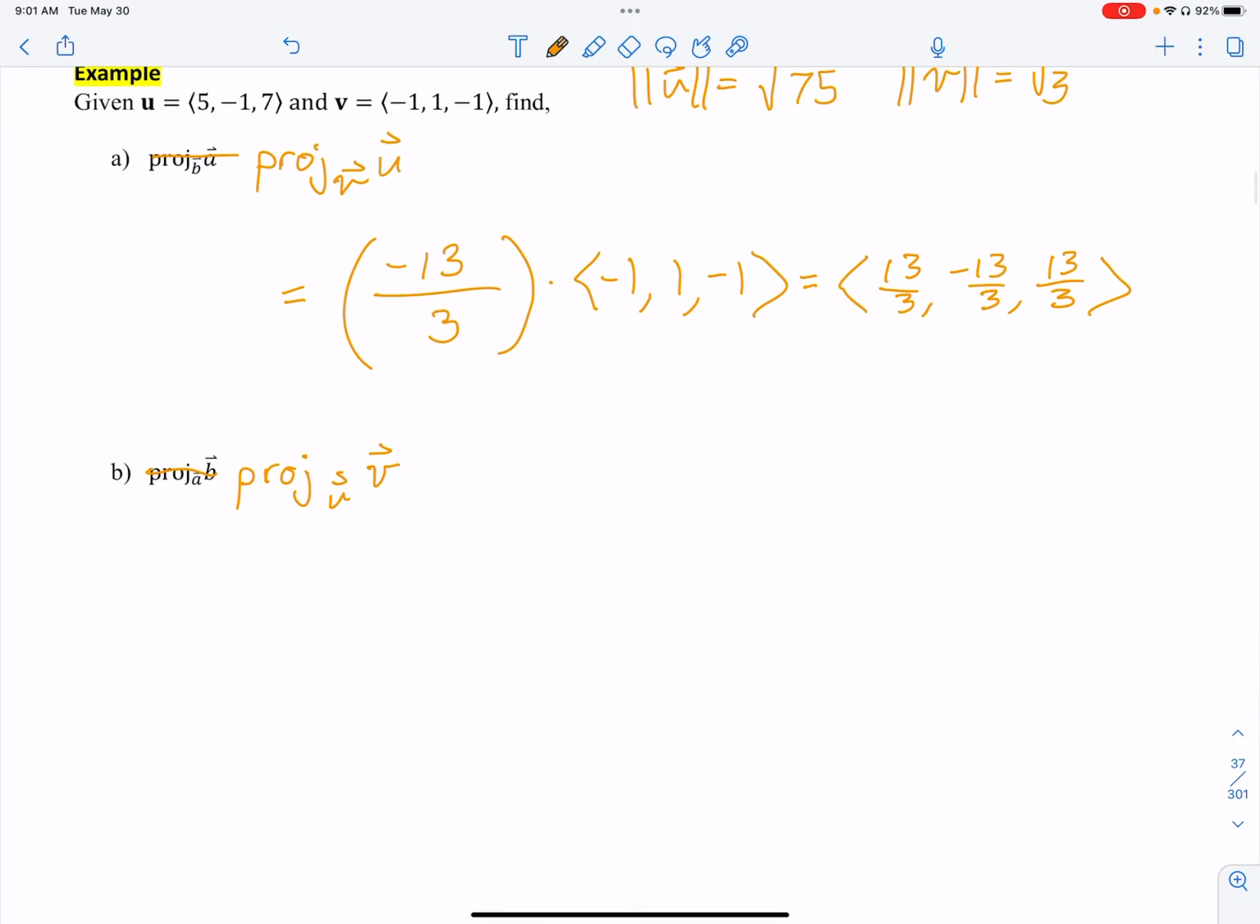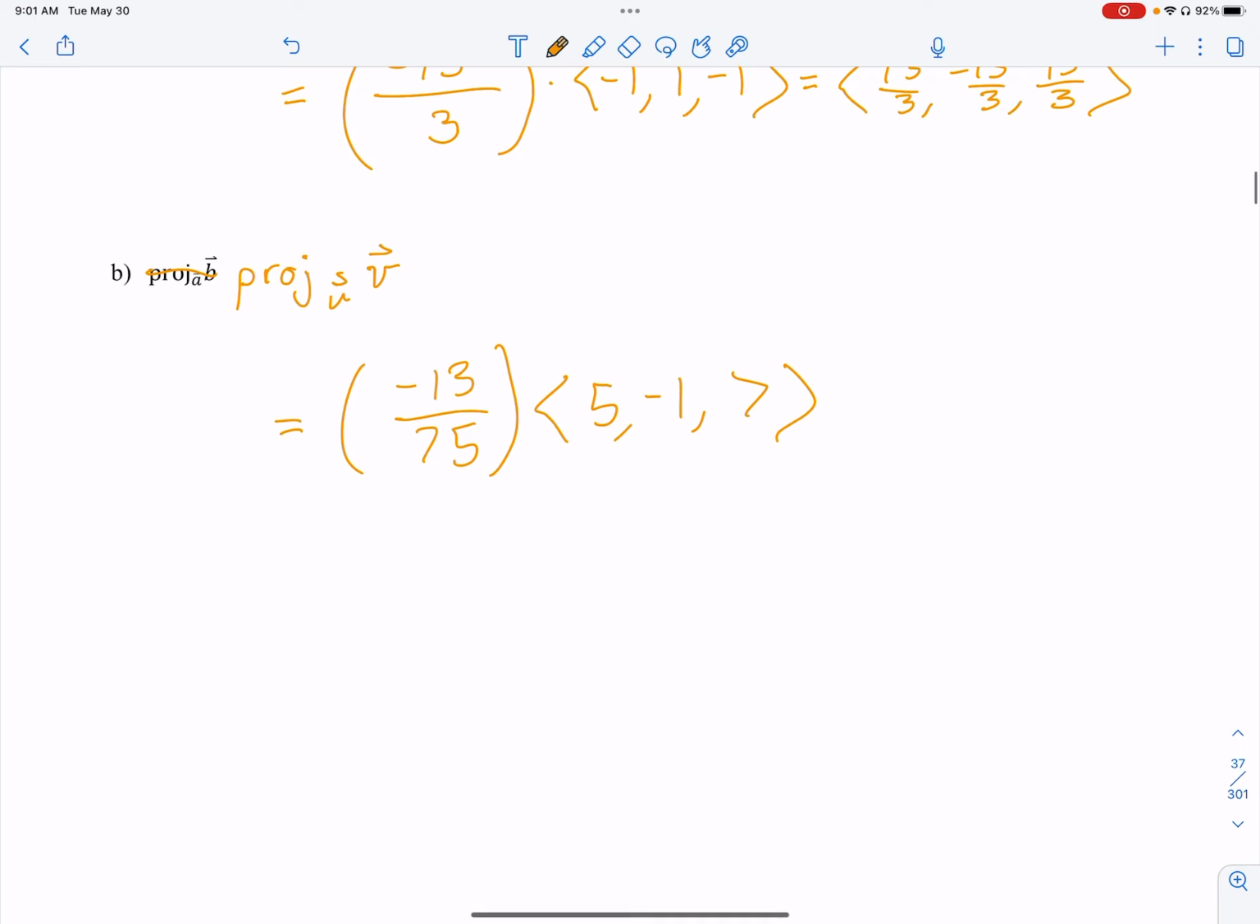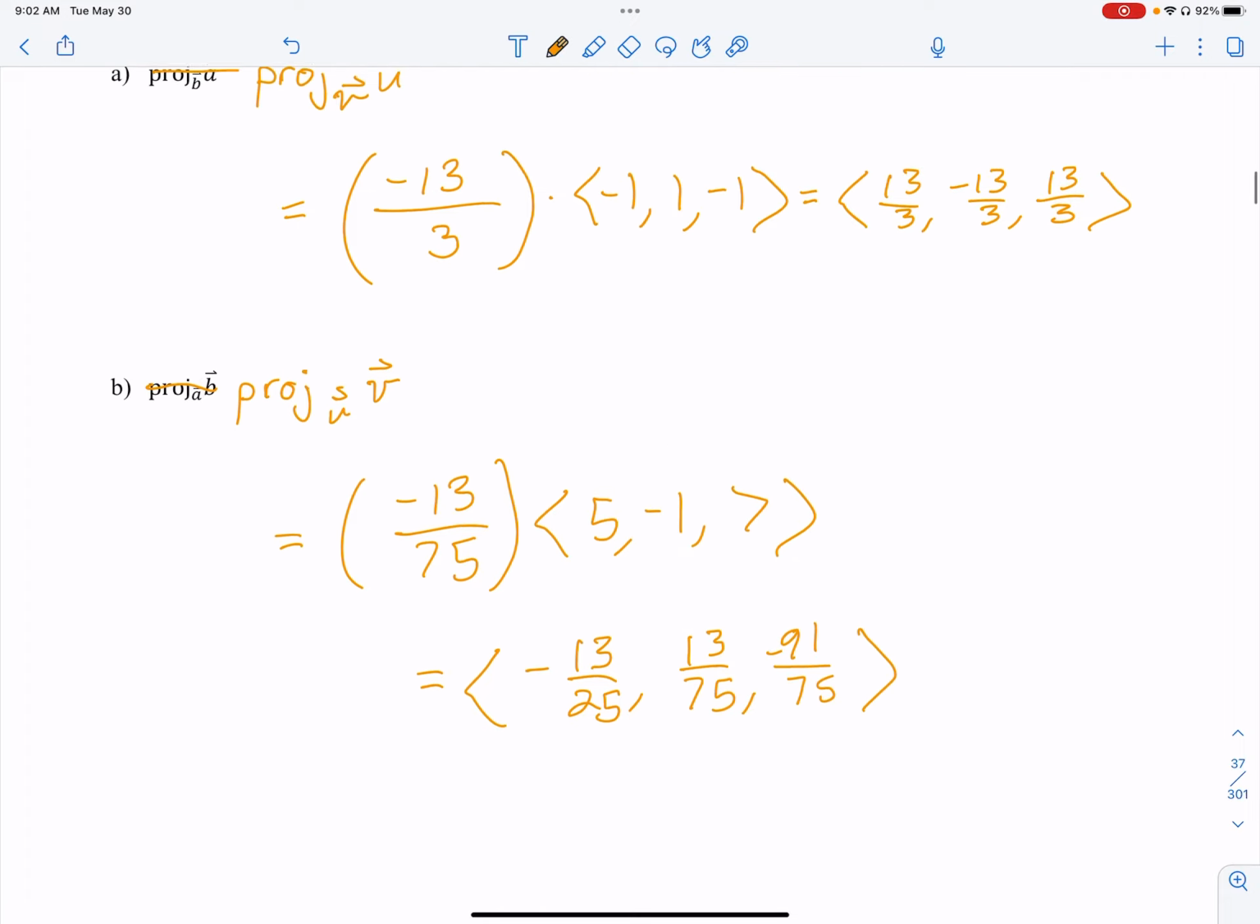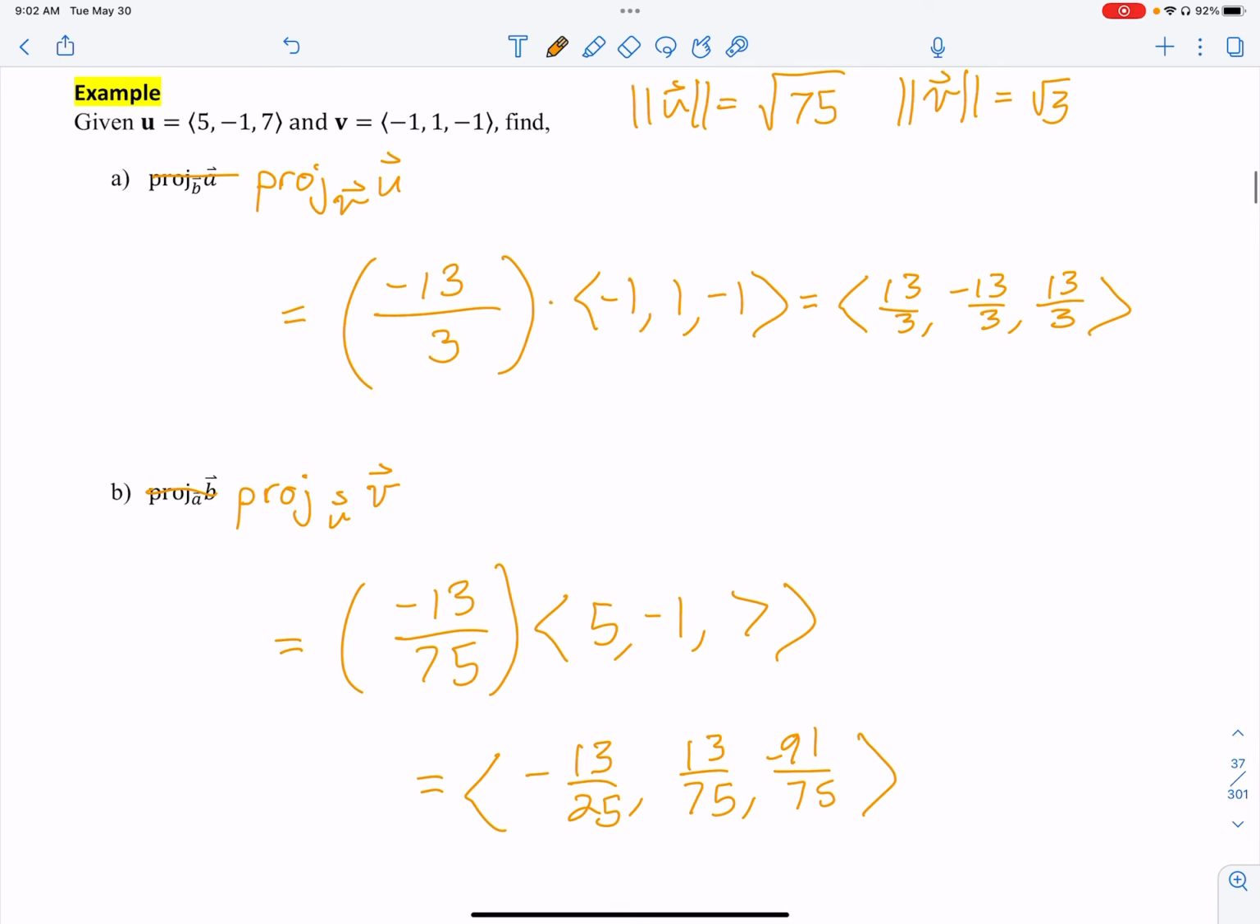All right, so now we're going to flip it and see if it changes. So this projection is U dot V. It's still -13, over now U's magnitude squared, so it's over 75, and then times U. All right, we can multiply that through. We get -13 over 25, 13 over 75, and then -91 over 75. All right, so that's the projection. So we can tell right away that we can't flip our projection and get the same thing.